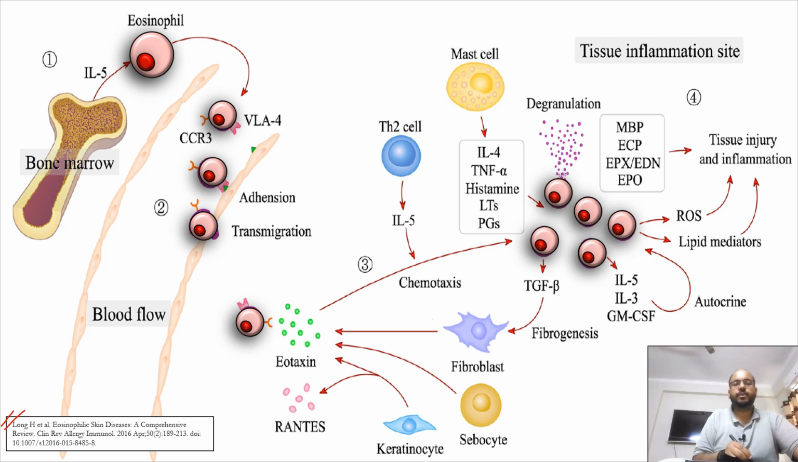Now, under the stimulation of interleukin 5, bone marrow releases eosinophils. Now eosinophils have gone into the blood circulation. Now, under the stimulation of CCR3 and very late antigen 4, this eosinophil will attach itself to the blood vessel wall. That is known as adhesion. Now, slowly, the eosinophil will squeeze through the blood vessel. And this is known as transmigration. This entire process is diapedesis.